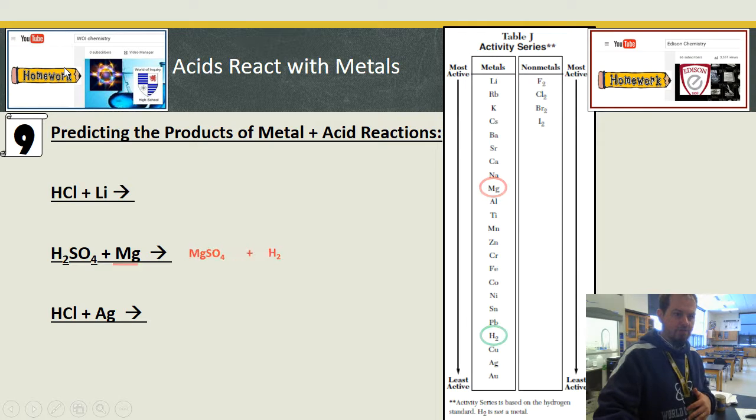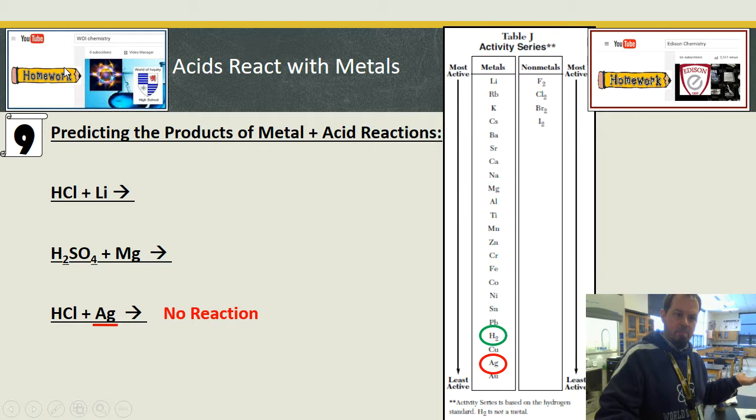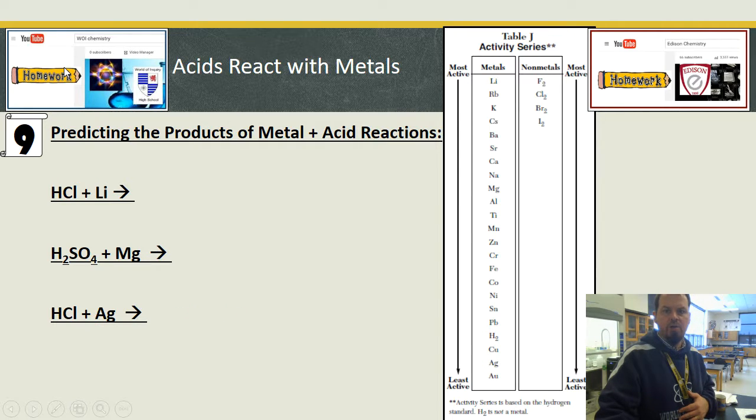Okay, next one, Ag. Looking up Ag on the chart, I see it's here, and there is H2. Ag is now below H2, so good news, no reaction. It's that simple. I know I went through it kind of fast, but there really isn't too much to it. If you know how to read the chart, you are good to go.